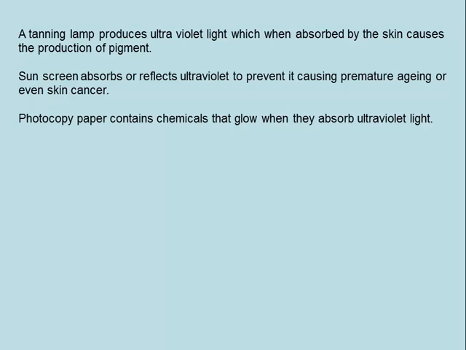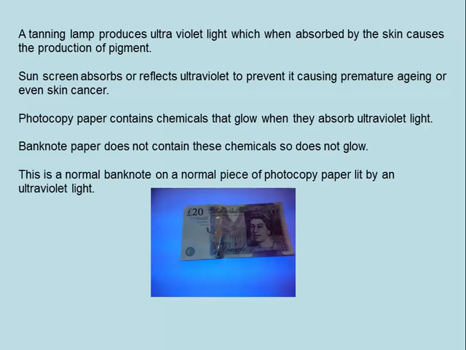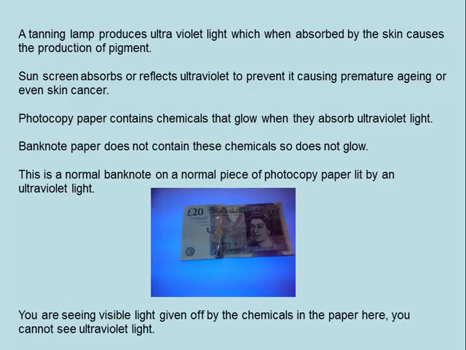Photocopy paper contains chemicals that glow when they absorb ultraviolet light. The sun emits ultraviolet light, and so it makes the paper look bright in sunlight. Banknote paper doesn't contain these chemicals, so does not glow. Here we have a normal banknote on a normal piece of photocopy paper, but being lit by an ultraviolet light. You're seeing visible light given off by the chemicals in the paper here. You can't see the ultraviolet light. You see that the photocopy paper is glowing, the £20 note is not.